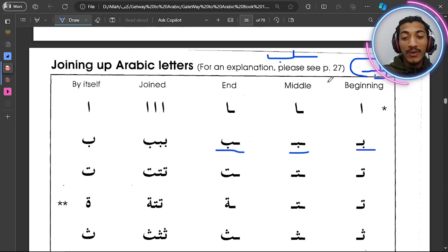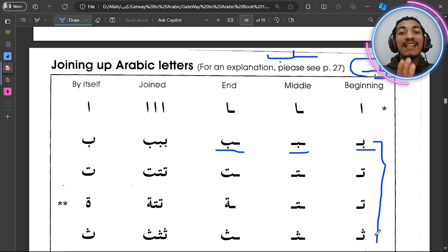As we know, we have a set of three similar letters, three sisters: Ba, Ta, and Tha. They have the same characters. How? They look like a plate, and this is the main shape of them, and it's similar for all of them, except the difference is that in Ta we have two dots up, Tha three dots up, and that is the only difference.